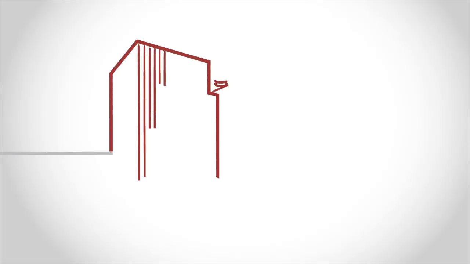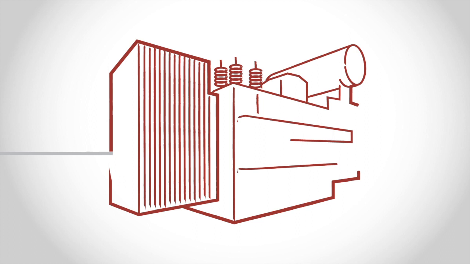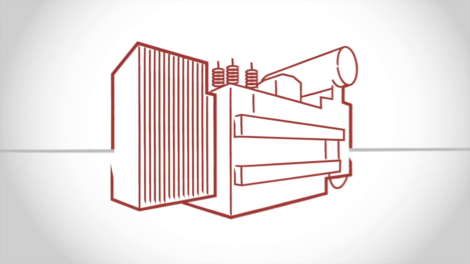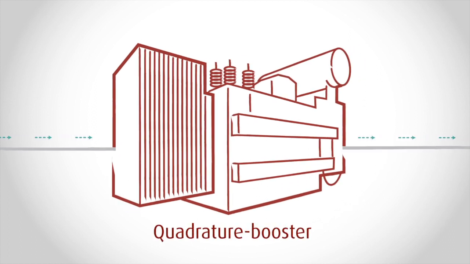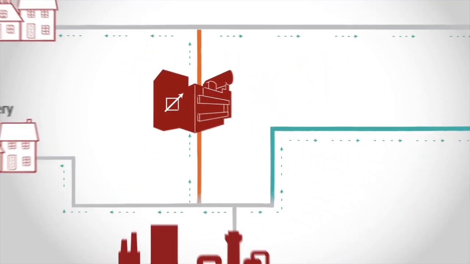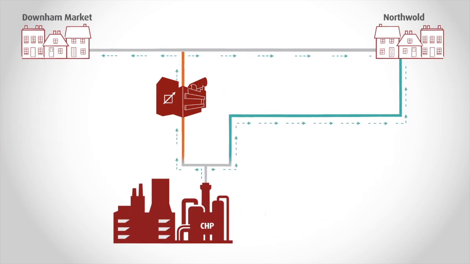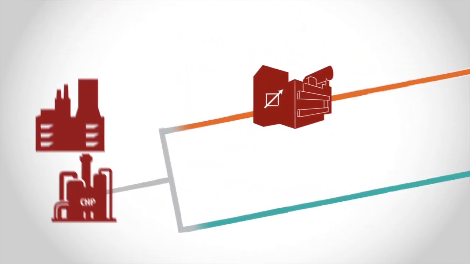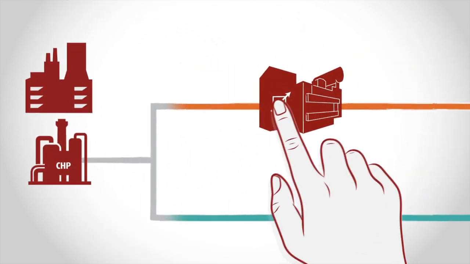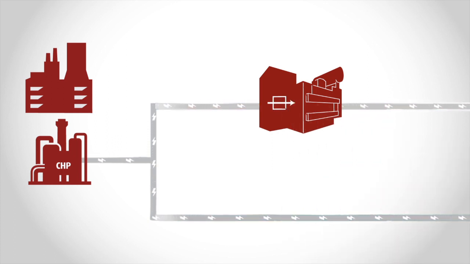One way of increasing capacity on lines like those at Wissington is by using a quadrature booster, or quad booster. It's basically a special type of transformer, and it works by balancing the power on parallel electricity circuits. Circuits are imbalanced when one line is carrying more electricity than the other. The quad booster sits on the Downham Market line and pushes electricity from it to the Northwold line. This balances the network and results in more capacity.